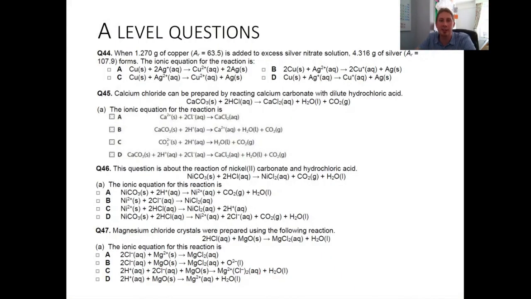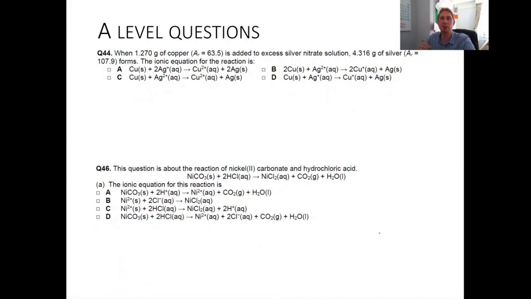Finally, let's have a look. So these are some A-level questions. This is the sort of thing. Now again, remember these are 1 mark, 1 minute. This is why you've got to be quick. So essentially you are trying to work out the ionic equation in 1 minute for one of these reactions. So I'm going to do question 44 and 46. I'll leave you to have a look at 45 and 47, but let's have a look at those.